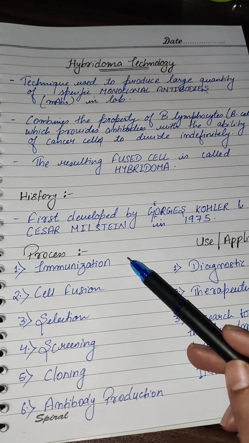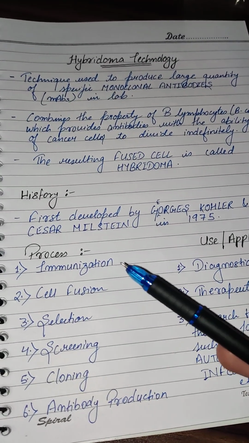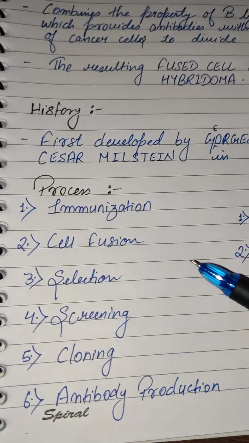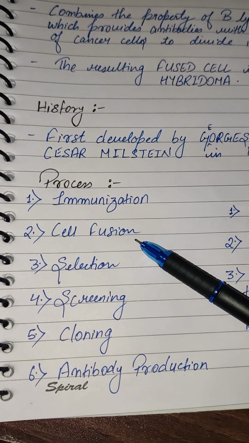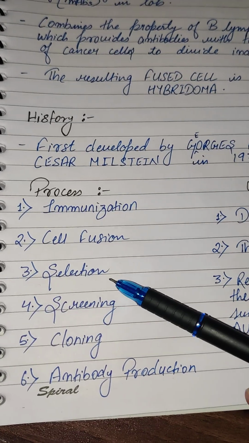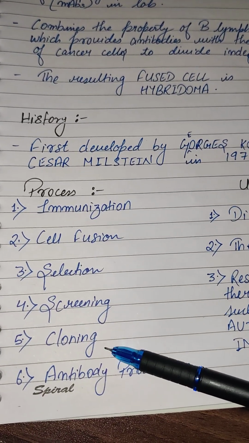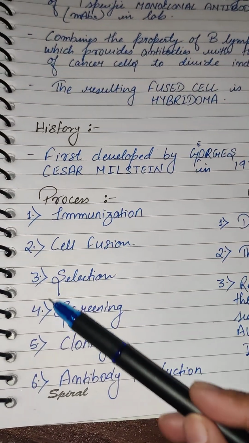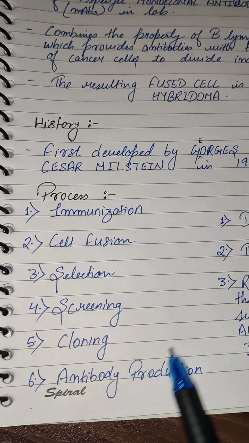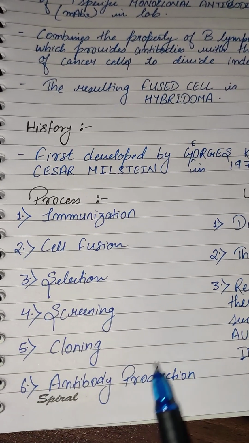The hybridoma technology is a long process which involves various steps, as you can see here. The first step is immunization, the second one is cell fusion, third is selection, fourth is screening, fifth is cloning and sixth is antibody production. So all these steps are done why? To produce monoclonal antibodies which are produced at the last step.